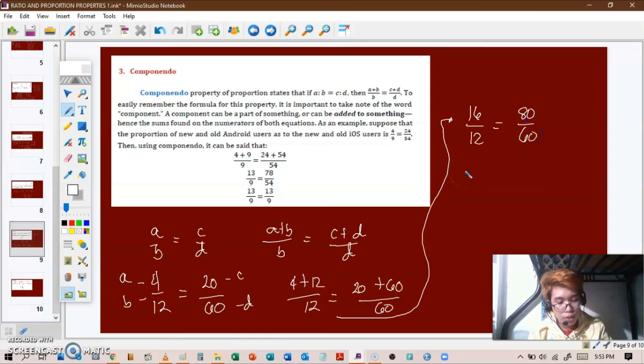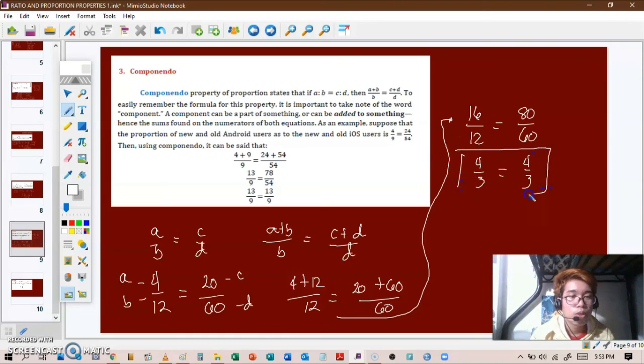And 16 over 12 is simply equal to 4/3. And also 80 over 60 is also going to be equal to 4/3. Okay, so let's just double check that, and it's also 4/3. So there you go. Therefore, we have also proven the Componendo property of proportion.